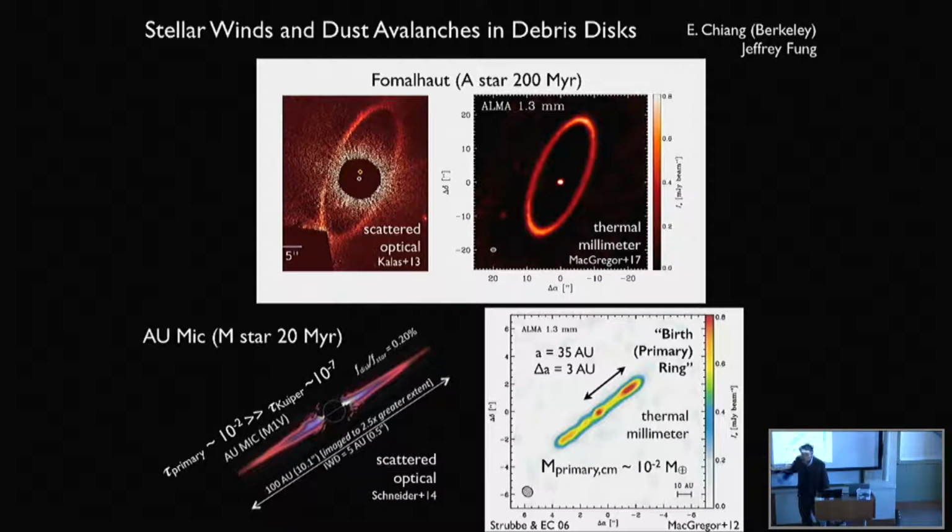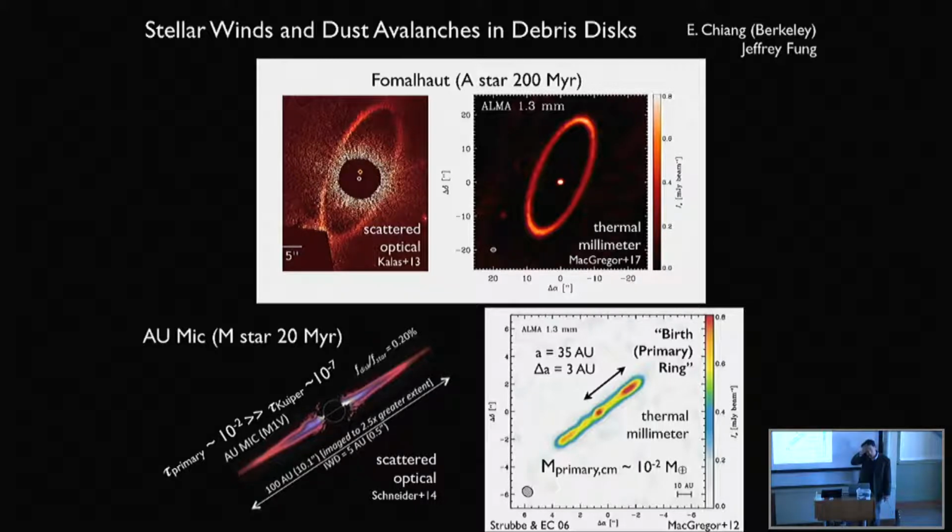It was a happy day when Dave Wilner called me up and said, yeah, we found it in the thermal millimeter, no worries about forward scattering. You see this beautiful limb-brightened ring having a mean radius of 35 AU, fractional width of a few AU, which we called the birth or the primary ring. It was a real surprise. So dimensions comparable to the Kuiper belt, right? Except orders of magnitude dustier. It was really irritating. We thought we figured everything out.